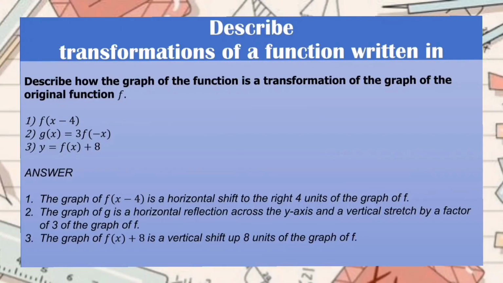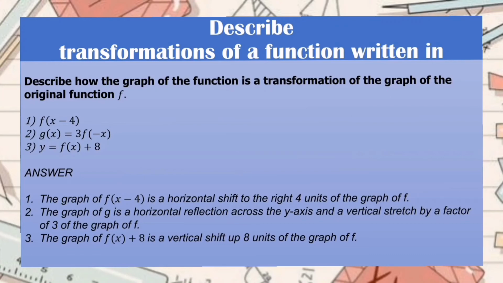So the next question is, describe how the graph of the function is a transformation of the graph of the original function f. So for question number 1 is f(x minus 4). So the answer is the graph of f(x minus 4) is a horizontal shift to the right 4 units of the graph of f.